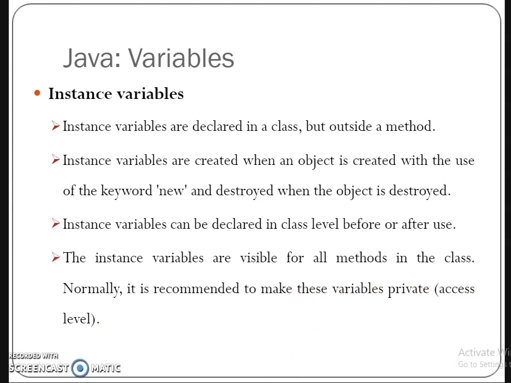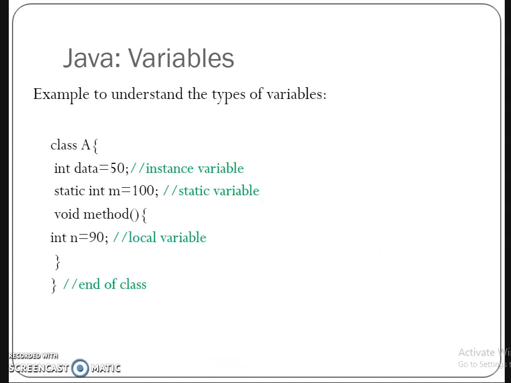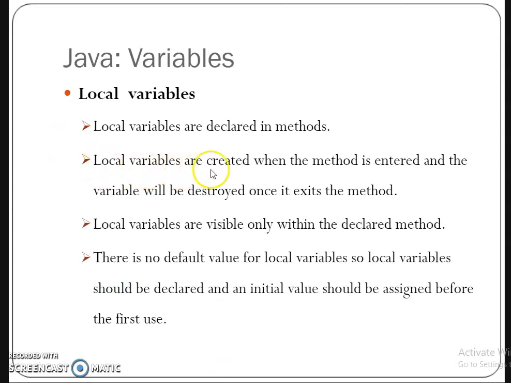And then the second one is the instance variable. Instance variables are declared in a class but outside a method. Instance variables are created when an object is created with the use of the keyword new, and destroyed when the object is destroyed. Local variables are created when the method is entered and destroyed when we exit that method. Okay, just keep it in your mind.